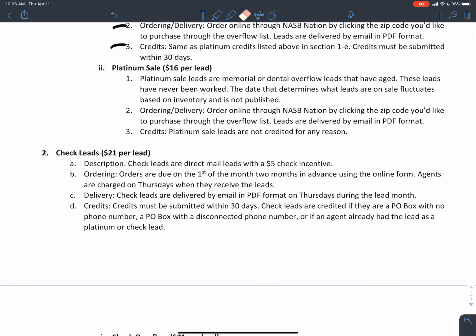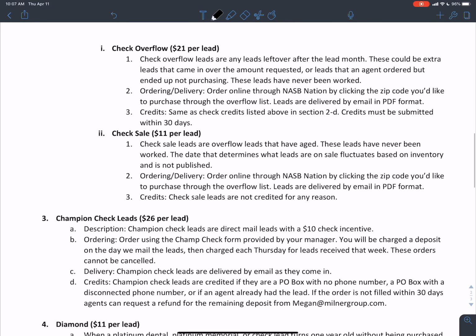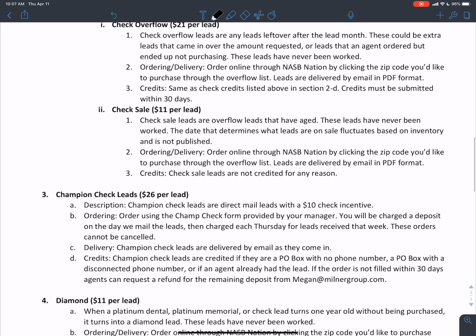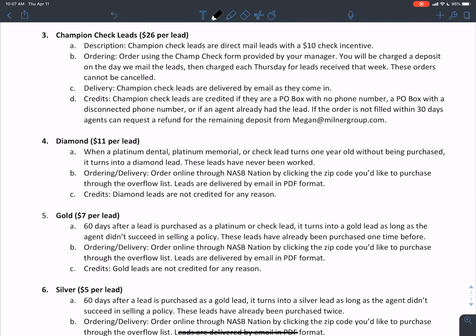Okay, check leads, we don't mess with those hardly anymore because we have the champ check leads now. I believe you can still order them. Okay, kind of moving on. Champion check leads used to be only $26, but now we have a $5 cheaper option as well for $21. $21 per. So there's both of those options.